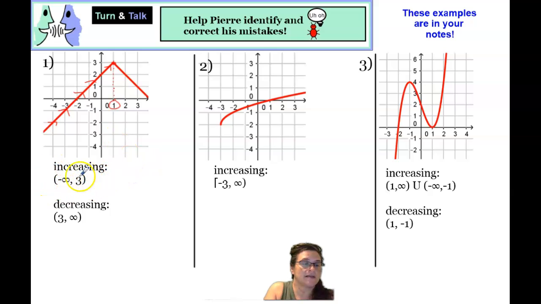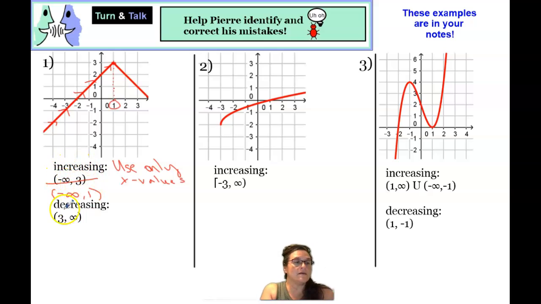So the error is that the person used the y value, right? And we should use only x values for our intervals of increasing, decreasing, and constant. So this should have been the interval negative infinity to 1, right, instead of negative infinity to 3. Okay, the interval where the function is decreasing then has the same problem, right? We're decreasing from 1 to infinity, not from 3 to infinity, because we should be using x values only.